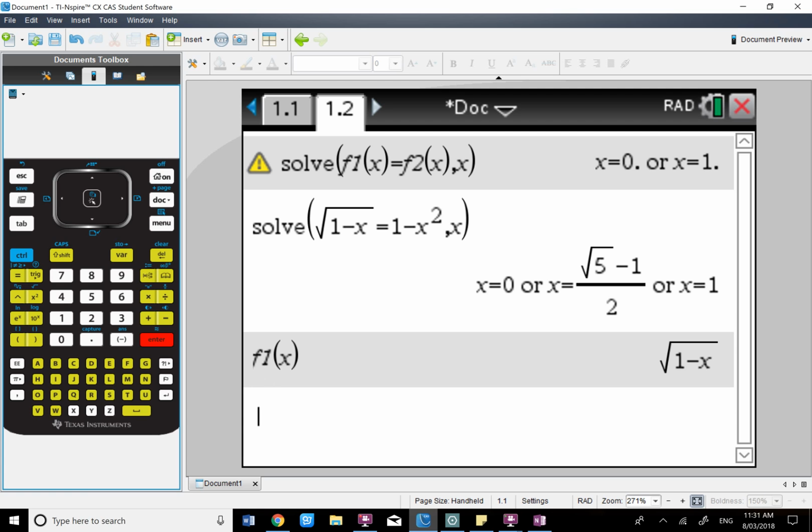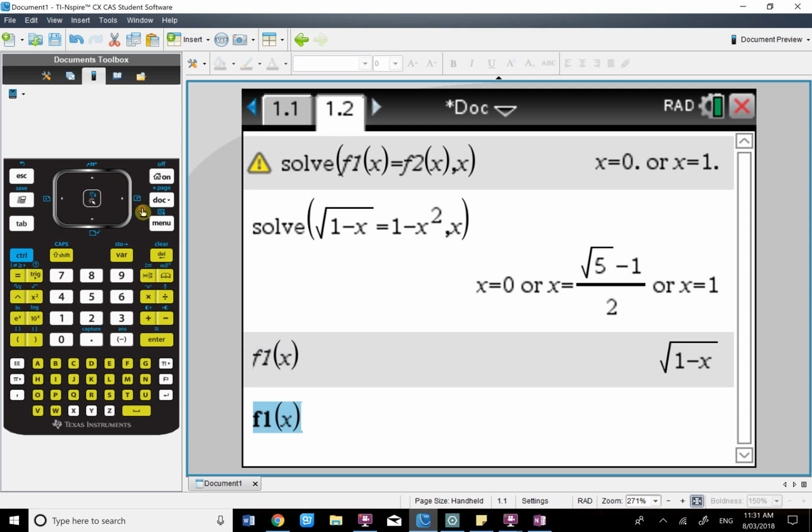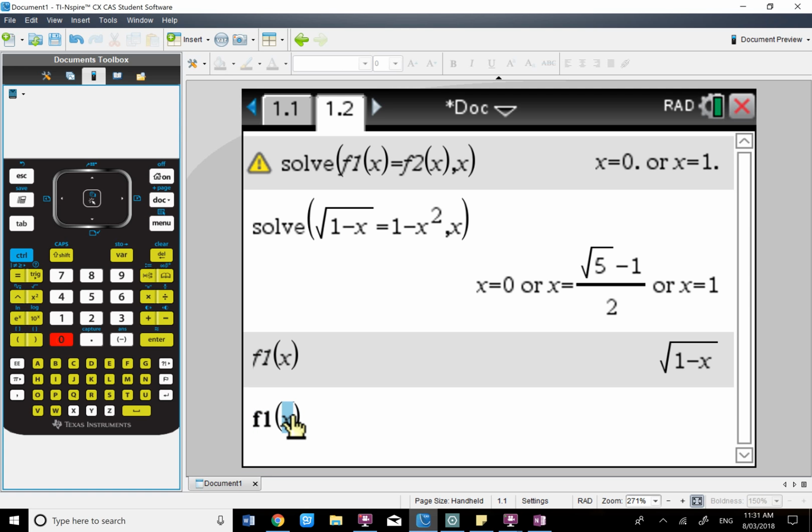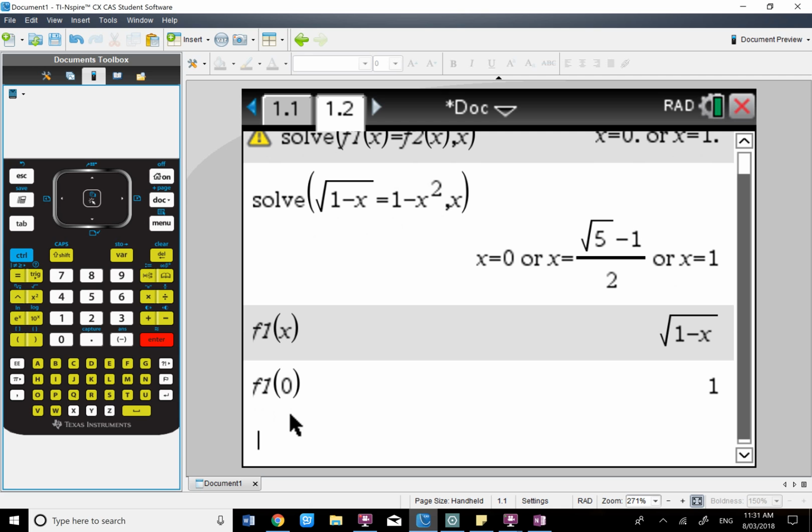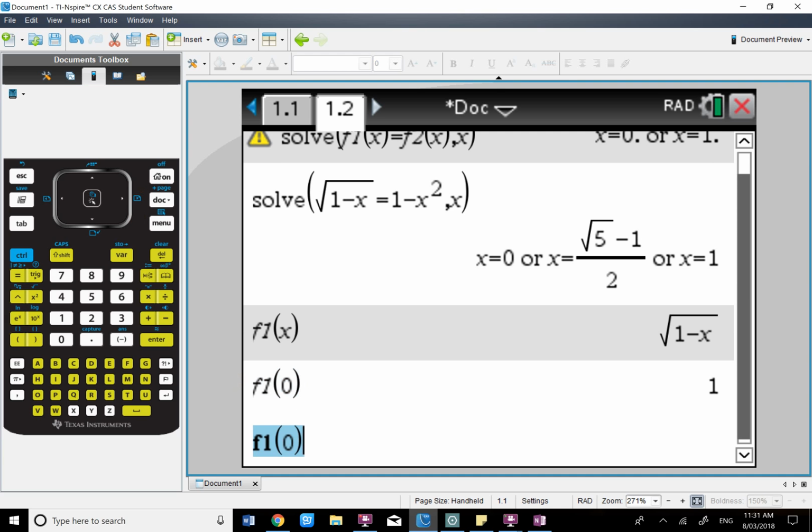So also, for example, you want to look for the y-intercept of this function f1(x). What you can do, you can copy that, drag it down, and change the x to 0. That's when x equals 0. See what the y value is, and that gives you 1. And also, you can drag it down and change that to any value, for example, 5.